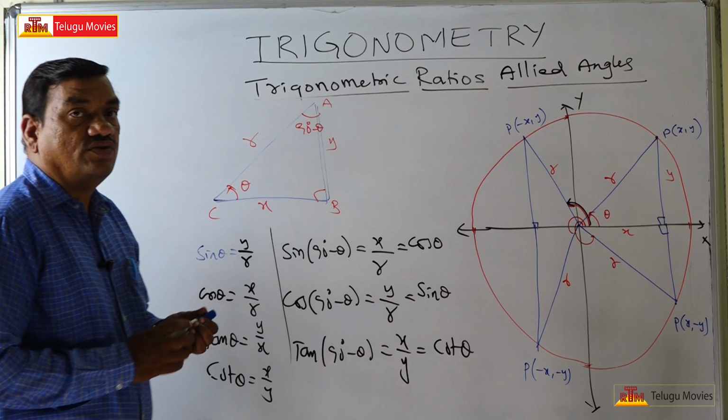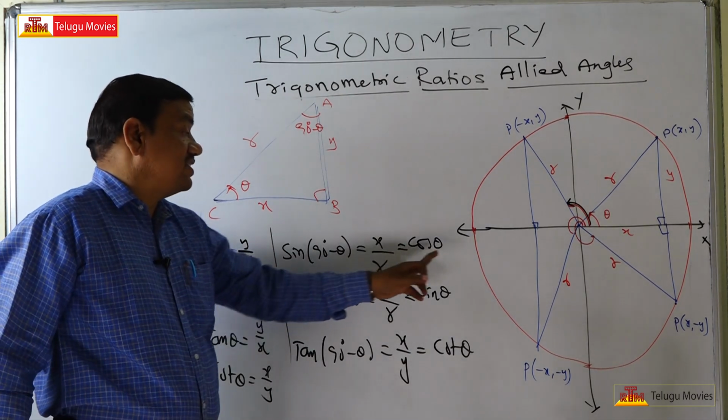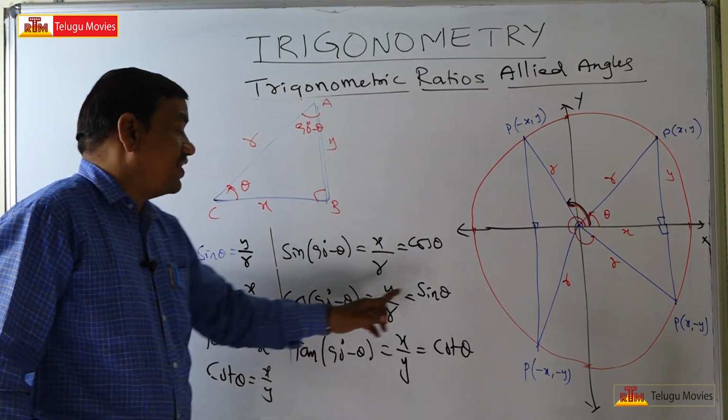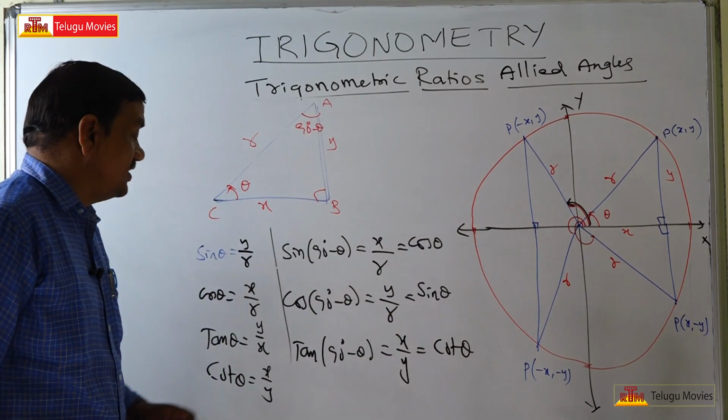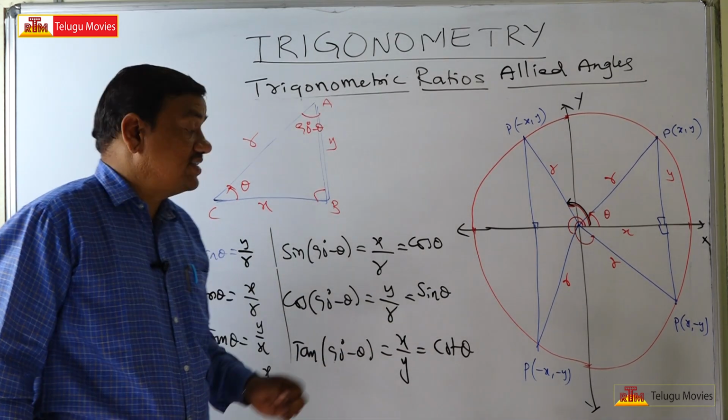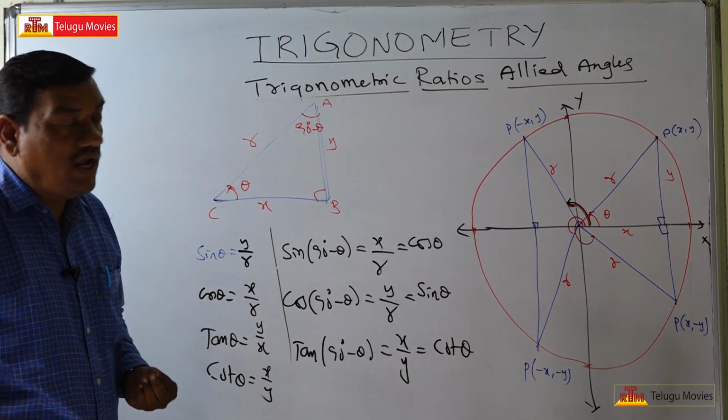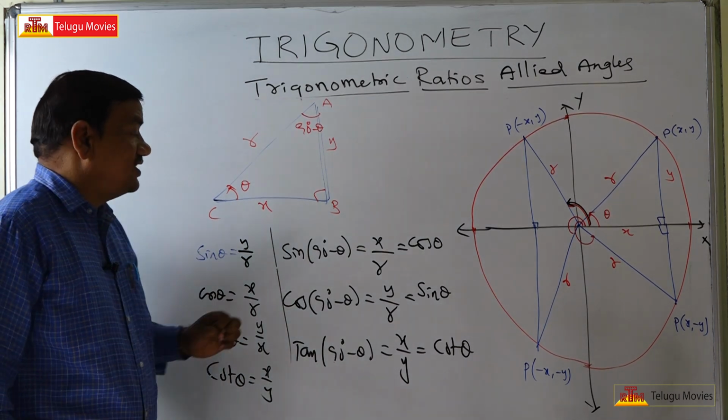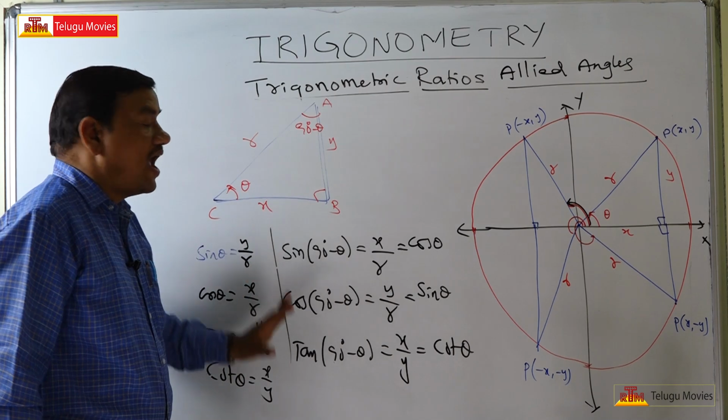So, from this what can you say? Sin of 90 minus theta is equal to cos theta. Cos of 90 degrees minus theta is equal to sin theta. Tan of 90 degrees minus theta is equal to cot theta. Okay, I hope you understand these are trigonometric ratios of acute angles.